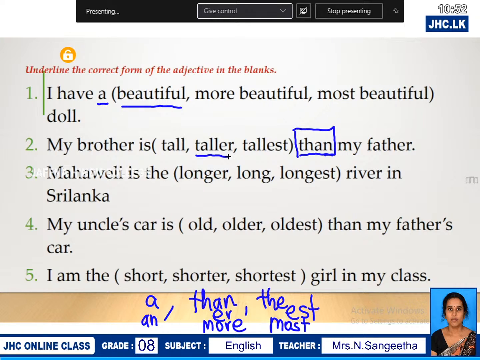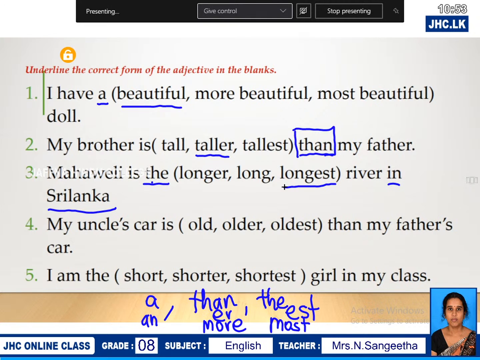And the third one, Mahaweli is the dash river in Sri Lanka. We used the here, so it should be in superlative form. There are many rivers in Sri Lanka, more than two, and we are going to compare more than two. So we should use the superlative form, est. Longest river in Sri Lanka.